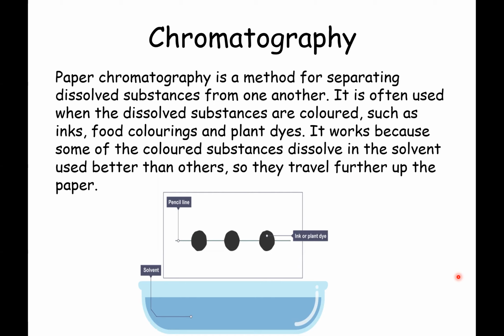What happens first in this method is that a pencil line is drawn like this and spots of ink are placed on it. The container has the solvent, such as water or ethanol. The paper is then lowered into the solvent, which allows the solvent to travel up through the paper, taking some of the colored substances with it. The different colored substances are then spread apart, and this helps us recognize how many different components there are in the mixture. And this works because some of the colored substances dissolve better than others.